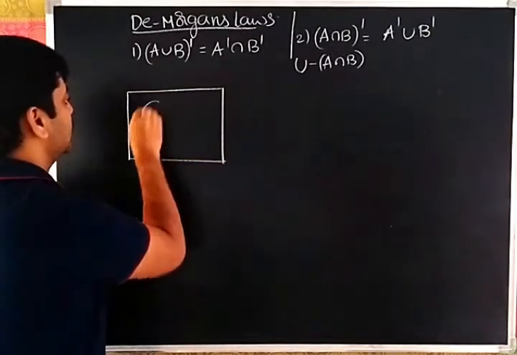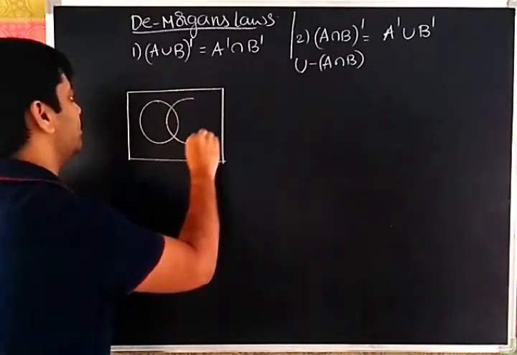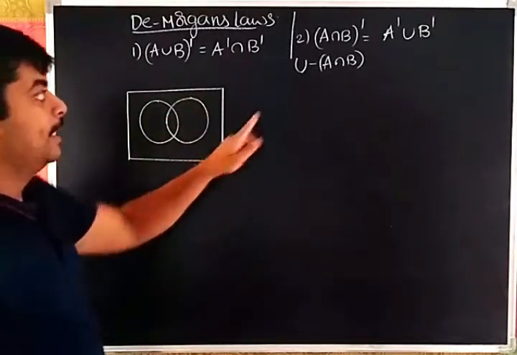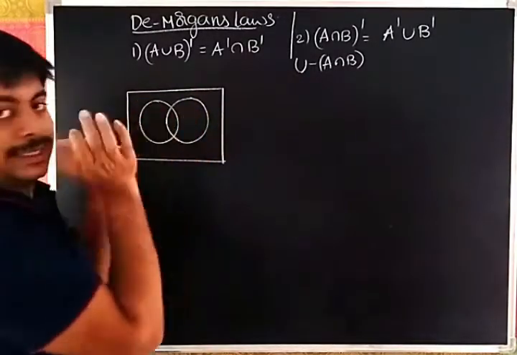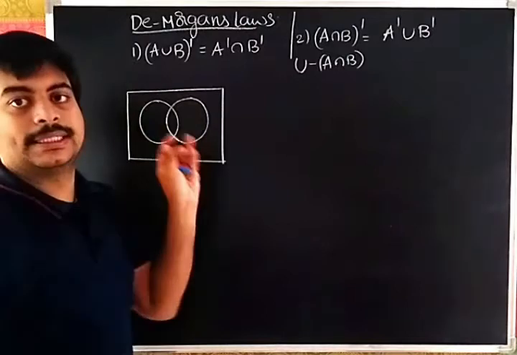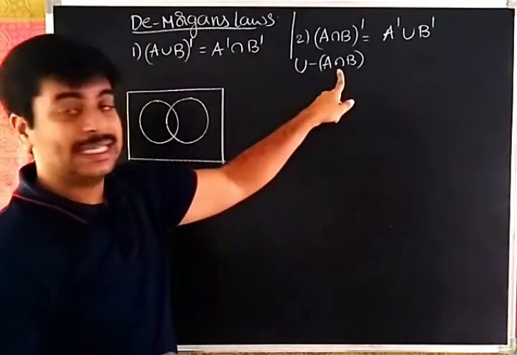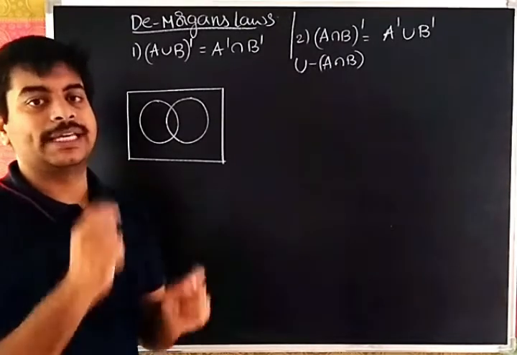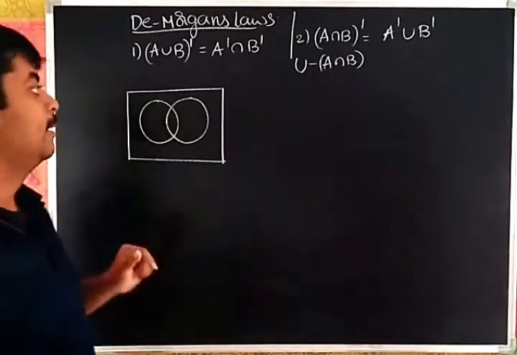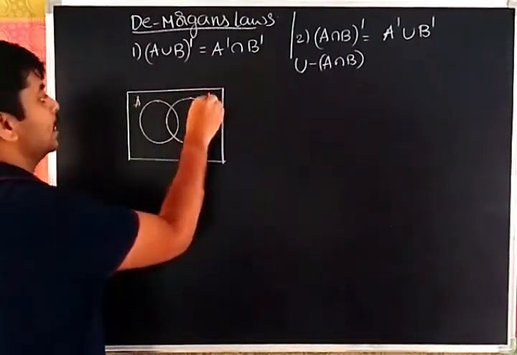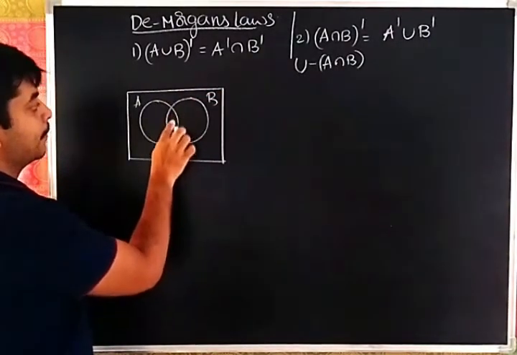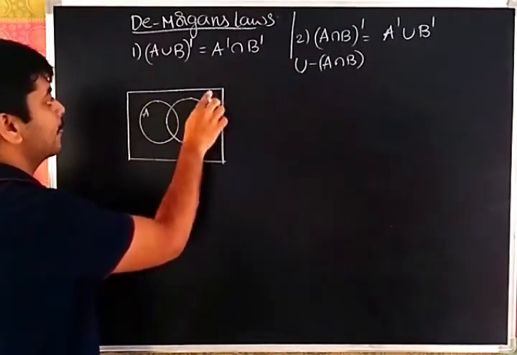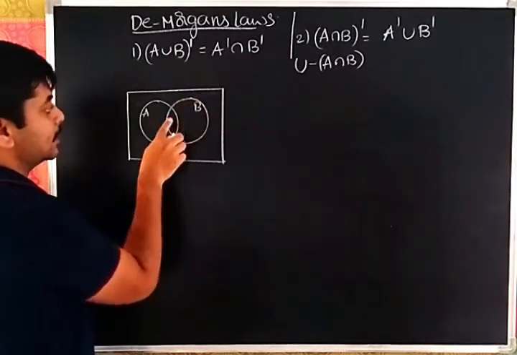Let us take this as set A, this as set B. From the complete universal set, that means from the complete rectangular box including the circles, you need to delete A intersection B. What is A intersection B? The common area between A and B. So this is A, this is B, and A intersection B is this one.